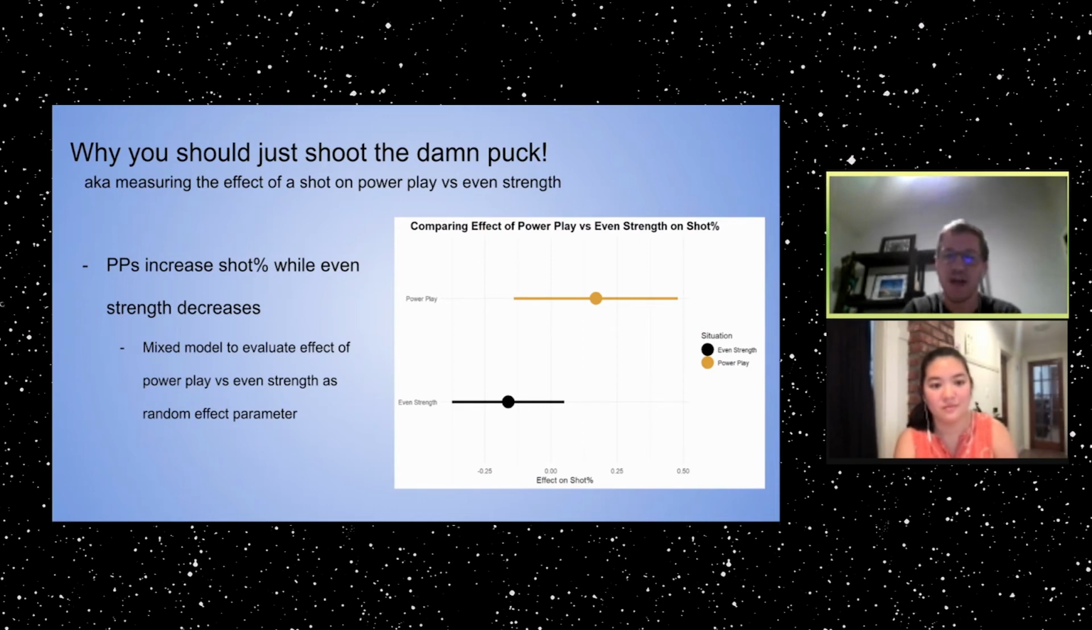But what we did see was that in power plays, there's a positive effect on shot percentage, while relative to power play situations, it's harder to score in even strength situations, which intuitively makes sense. If there are more players on the ice, it's harder to get closer to the goal, and getting closer to the goal is where you take your best shots. So it was cool to see that all come together and make sense.